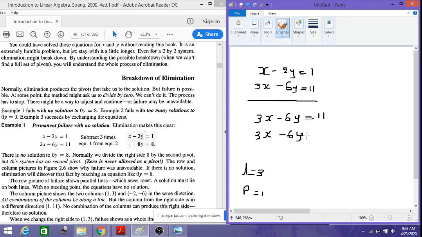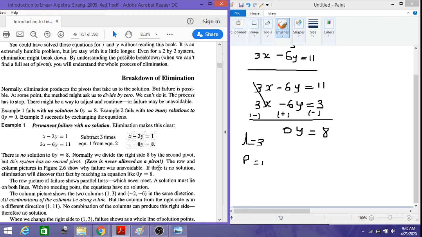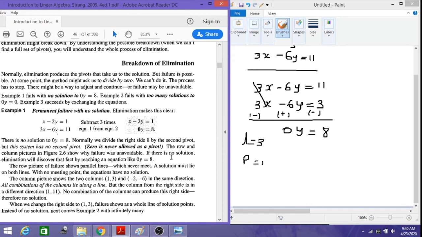Minus 6y equal to 3. Now when we subtract this equation from the second equation, you see what we get here. X will get cancelled, and also you look here, our y will become 0. It means it has become a y-free equation. This is one of the cases. It is a permanent failure with no solutions. So this example is a permanent failure with no solution. So elimination makes this clear.